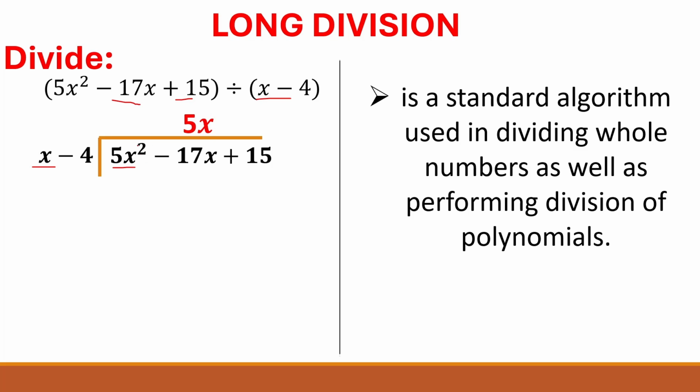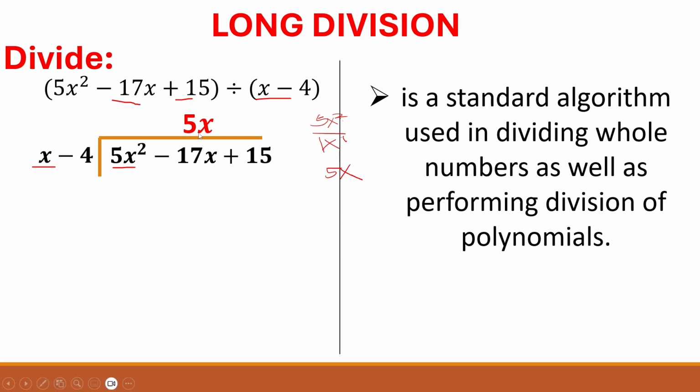What we do with the exponents is we just subtract them. Say for instance, we have 5x squared divided by x. Here, x is understood to have an exponent of 1. So 5 divided by 1 is 5. And x squared divided by x, the 2 minus the understood exponent 1 is 1. So you have here 5x.